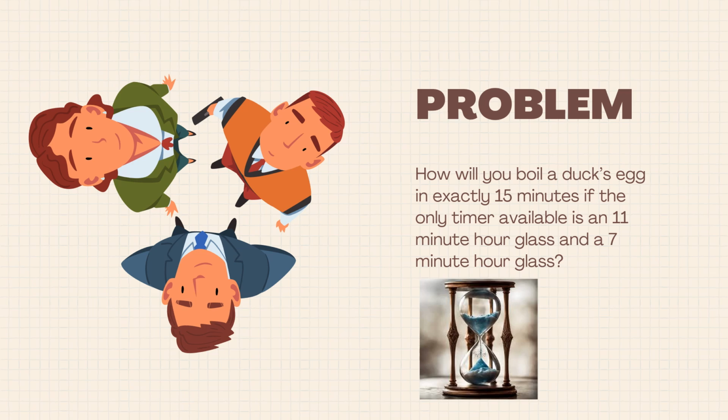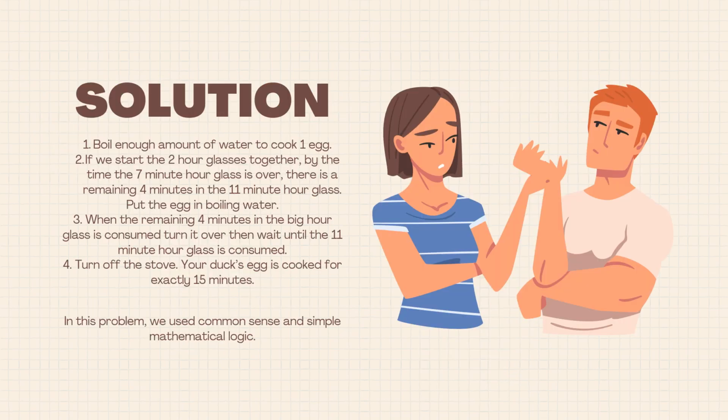Okay, time's up. Let's proceed now to the solution. Okay, so here's the solution to that problem. Number 1, boil enough amount of water to cook 1 egg. Of course, magpapakulo muna tayo ng tubig. Number 2, if we start the 2 hourglasses together, by the time the 7-minute hourglass is over, there is a remaining 4 minutes in the 11-minute hourglass, diba? So that's the time you put the egg in boiling water.